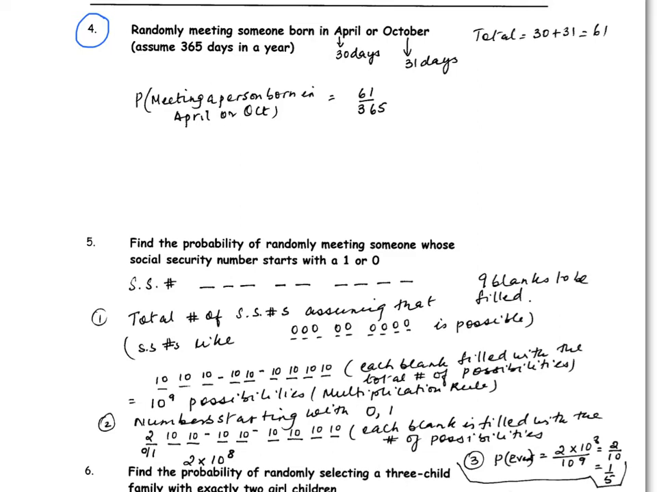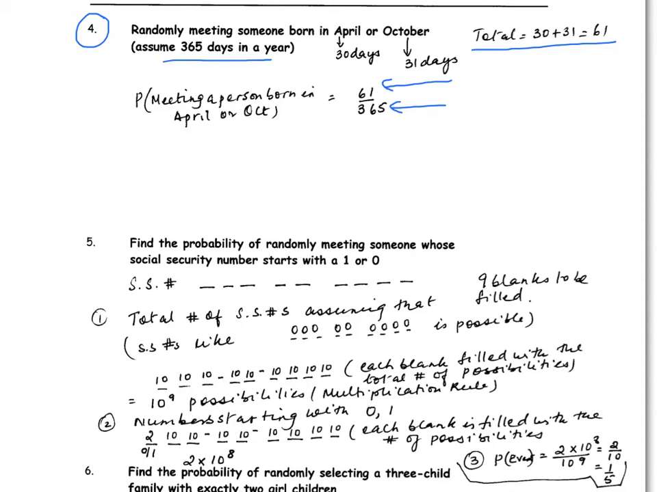What is the probability of randomly meeting someone born in April or October? Assume that there are 365 days in a year. There are 30 days in April and 31 days in October, so the total number of days in April or October is 61. The probability of meeting a person born in April or October. So out of the total number of days, which is 365, 61 of those days are possibilities of someone being born in either April or October. So 61 over 365 is the probability that someone is born in either April or October.